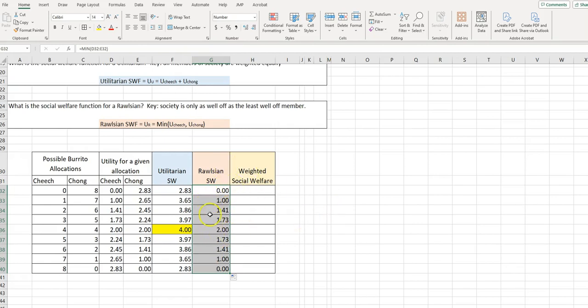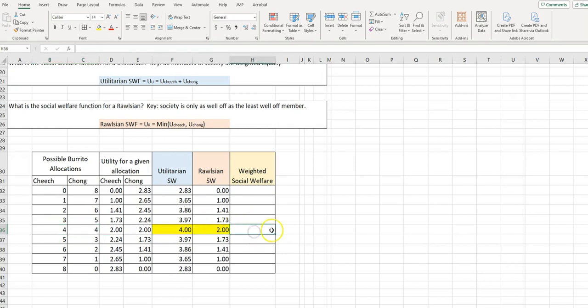Okay, and so again, if we're a Rawlsian, we want to use this formula to identify the allocation that yields the highest social welfare. So we again examine these values here. We can see that once again the highest social welfare comes at the 4-4 allocation. So whether utilitarian or Rawlsian in this case, the idea here should be to strive for equal distribution of the burritos.